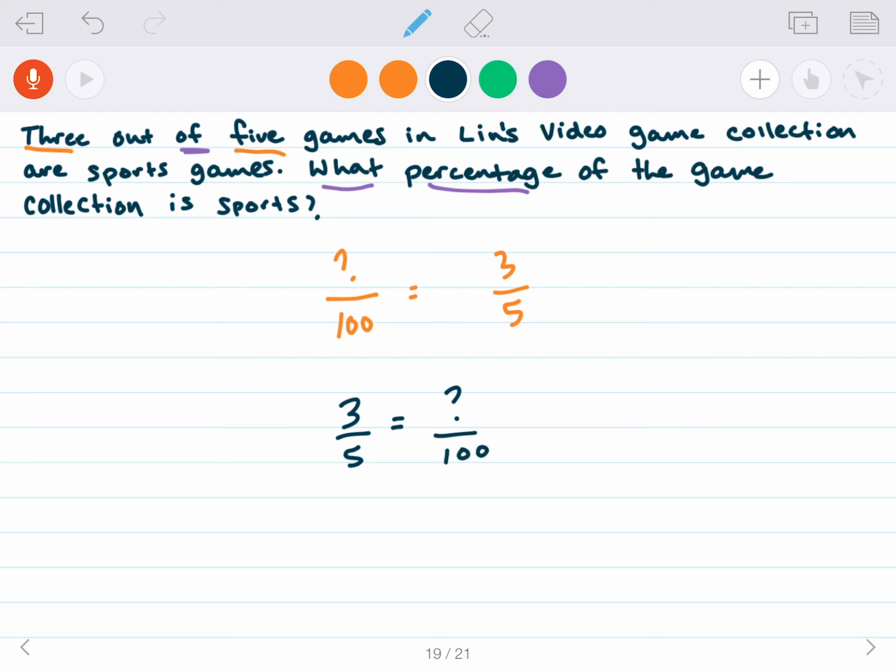Now, on the bottom, 5 times what is 100? That's going to be 5 times 20. You can do the division trick if you'd like, if you don't know that off the cuff. So we do the same thing at the top. 3 times 20 is going to be 60. So my answer here is 60%, right? Because my question mark was where the percent sign was. So 60% of the game collection is sports. That's my answer there.